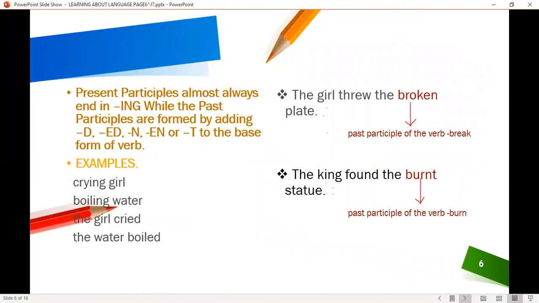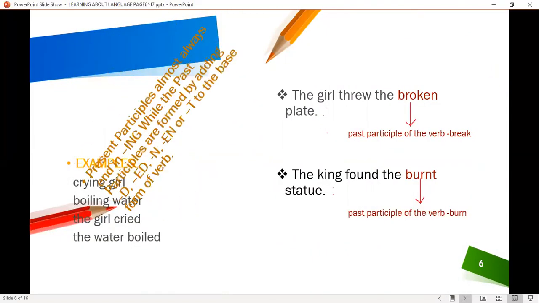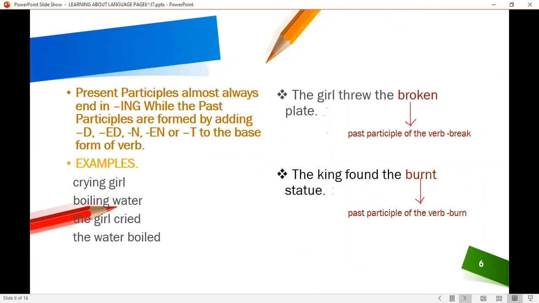Let us see how participles are formed. Present participles almost always end in ing, while the past participles are formed by adding d, ed, n, en, or t to the base form of verb. For example, crying girl and boiling water are the examples of present participles, while the girl cried and the water boiled are the examples of past participles.